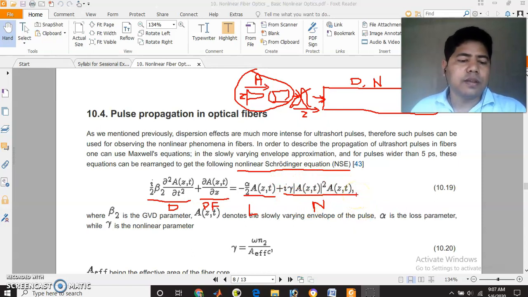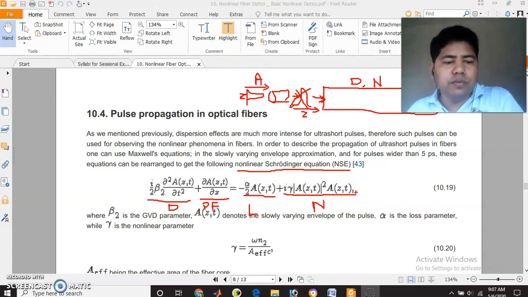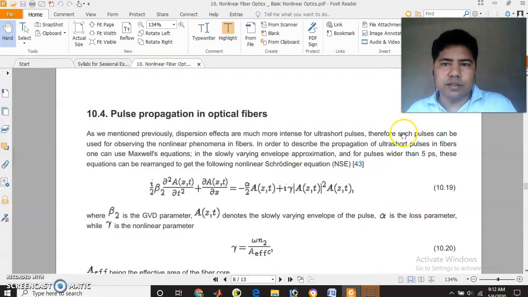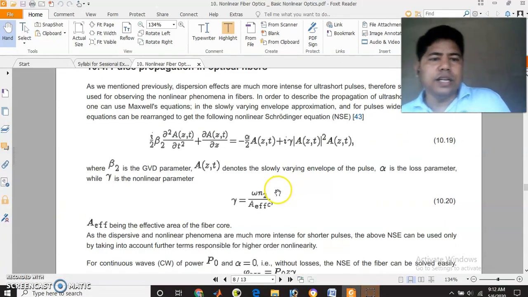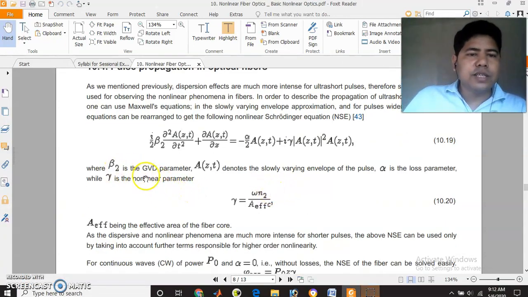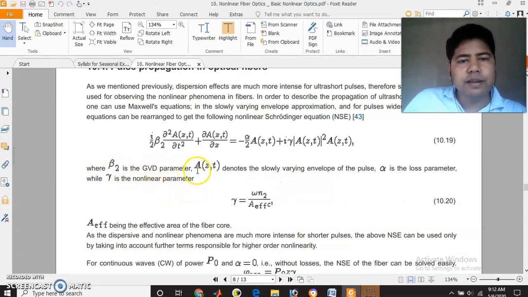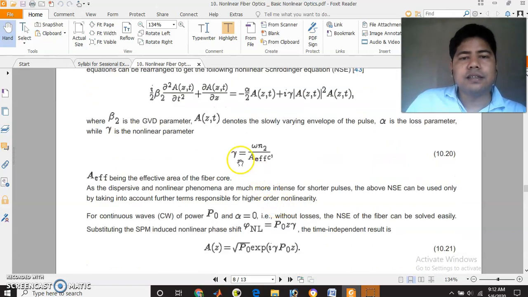Now let's move with this. Okay, now you see here beta 2 is the group velocity dispersion parameter. A denotes the slowly varying envelope of the pulse. Alpha is the loss parameter, and gamma is the nonlinear parameter. Gamma is given by an equation, omega n2 over A effective into C. So A effective is the effective area of the fiber core.